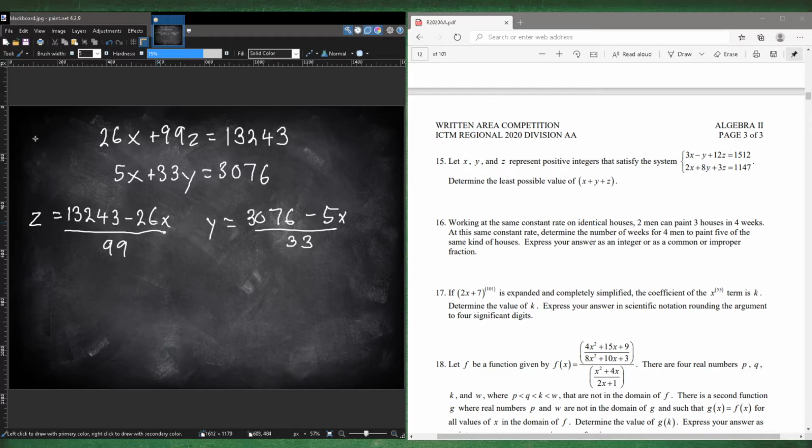So it'll be like 1, 2, 3, 4, 5, 6, 7, 8, 9, 10, etc. We just keep going until we find a value for x that makes x, y, and z integers. The first value that should come out is x equals 41. So 41 times 5, and then 3076 minus this, divided by 33. So we have 41, 87, and 123 as your x, your y, and your z.